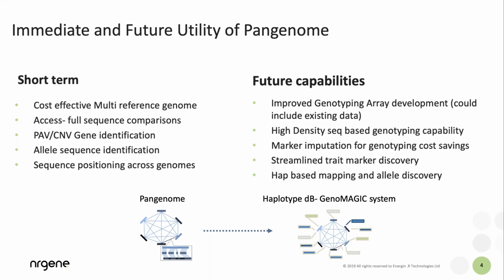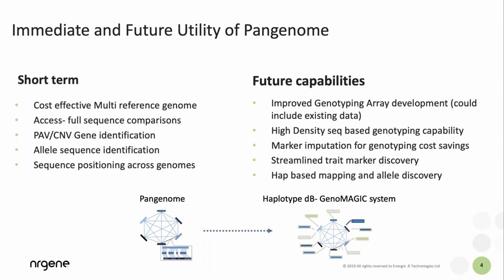This allows future capabilities which enable improved genotyping arrays. It's very important to note many researchers in the public sector and the private sector have existing genomic data, possibly from SNP arrays or whatever. That data is not lost. It can be incorporated into the haplotype and genomic data that comes from the pangenome.